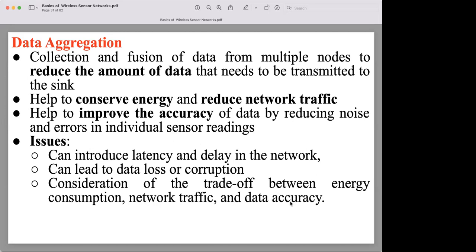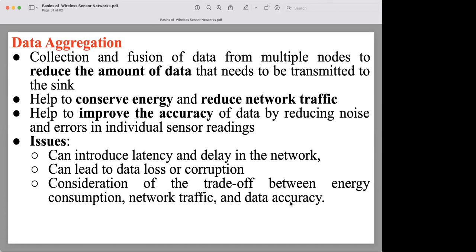So if you compress the data, definitely you can save the energy, but it may be possible that the latency is increased. How much latency increases when you compress the data? What energy saving is there? Whether the energy saving is more from the aggregation point of view or the communication point of view.